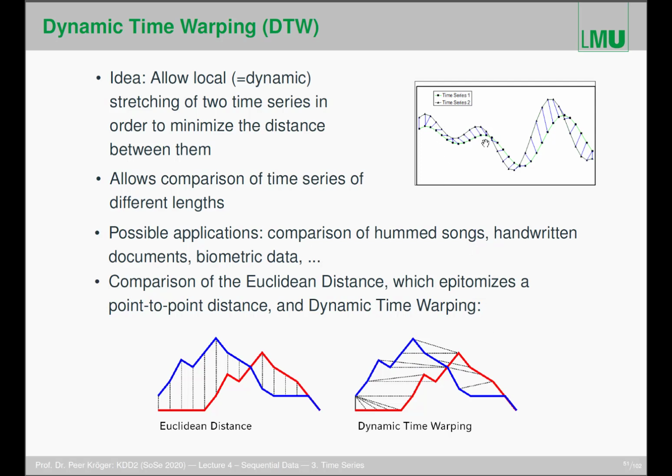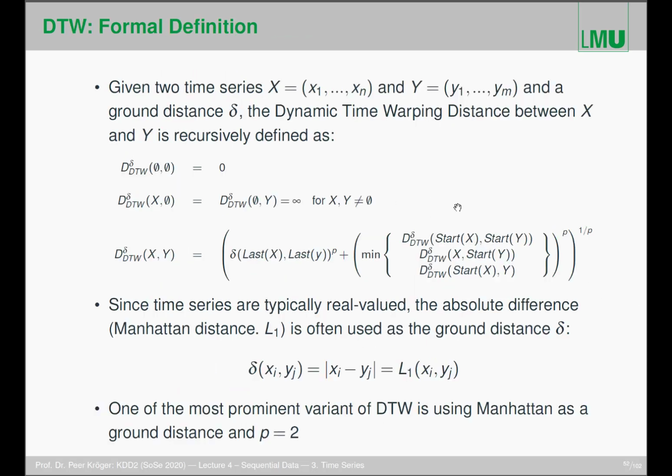And you can see that here again. The lines here indicate the matching of the time slots. And you see that you can have some stretching, some warping. That's why we call it time warping. Some warping along the time axis. So you can do the time warp here.